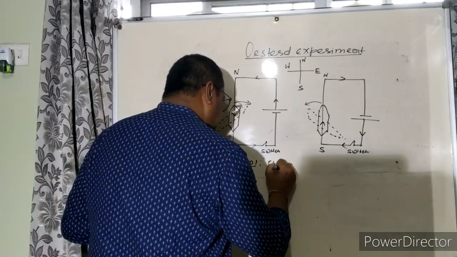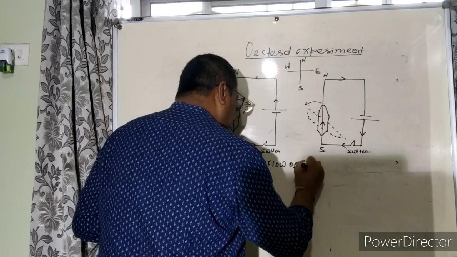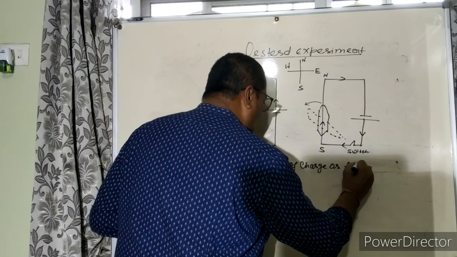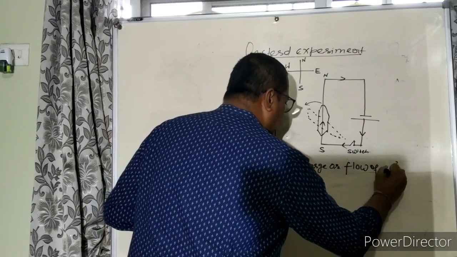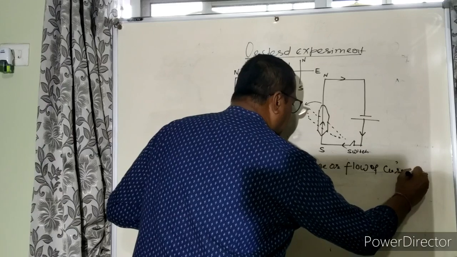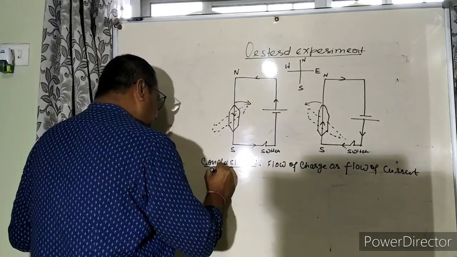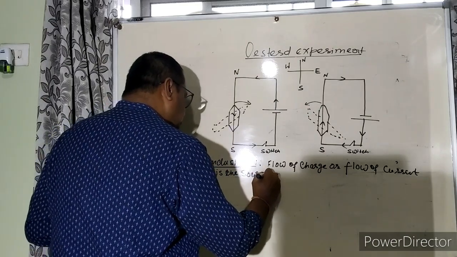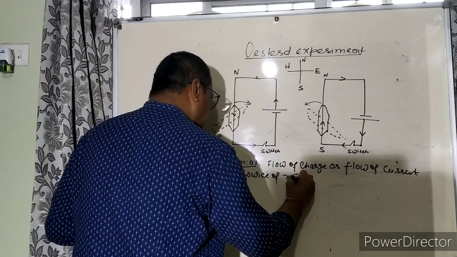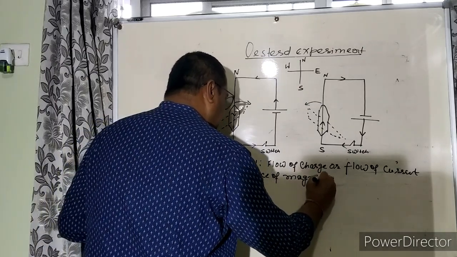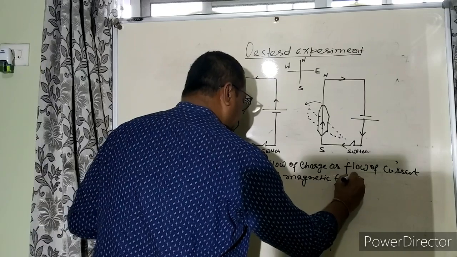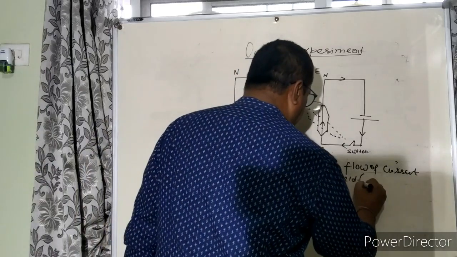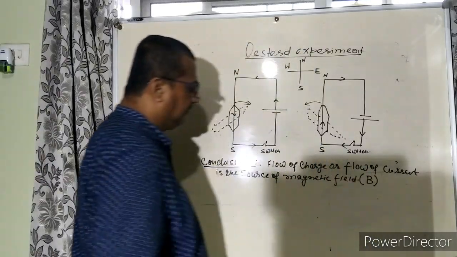Flow of charge, or flow of current, is the source of magnetic field. It is denoted by the sign B, magnetic field.